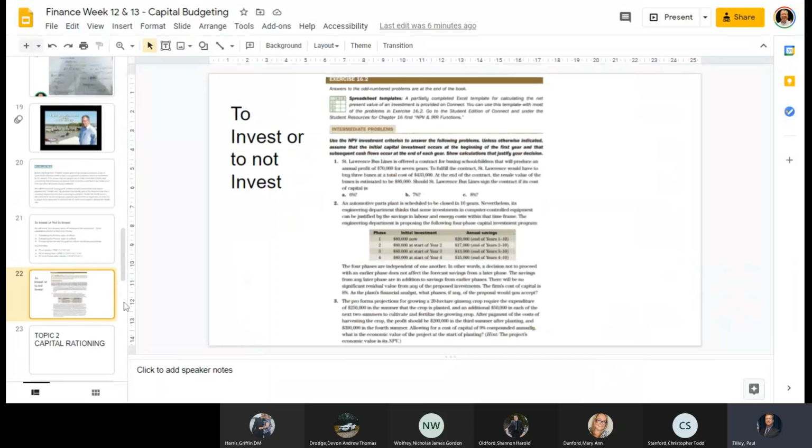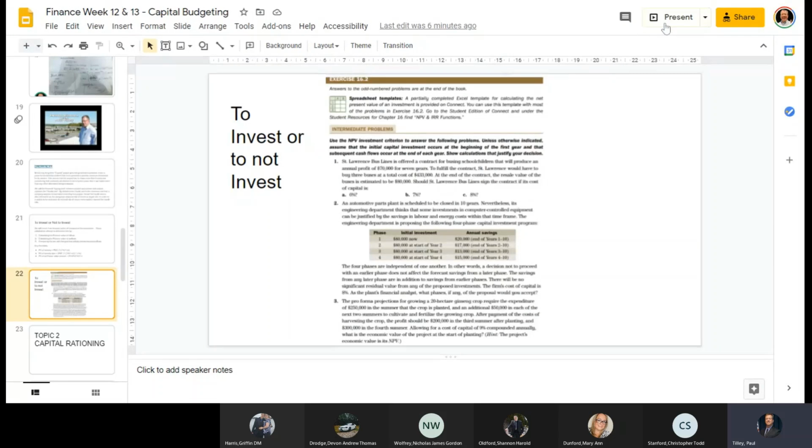And I've got a couple more problems there. St. Lawrence Bus Lines is number 1, and that's what I'd like you to take a look at next. Now, all of these are of a similar type of situation, okay? What we're doing is we need to calculate the present value of the stream of payments. So in the case of St. Lawrence Bus Lines, it is offered a contract for busing school children.